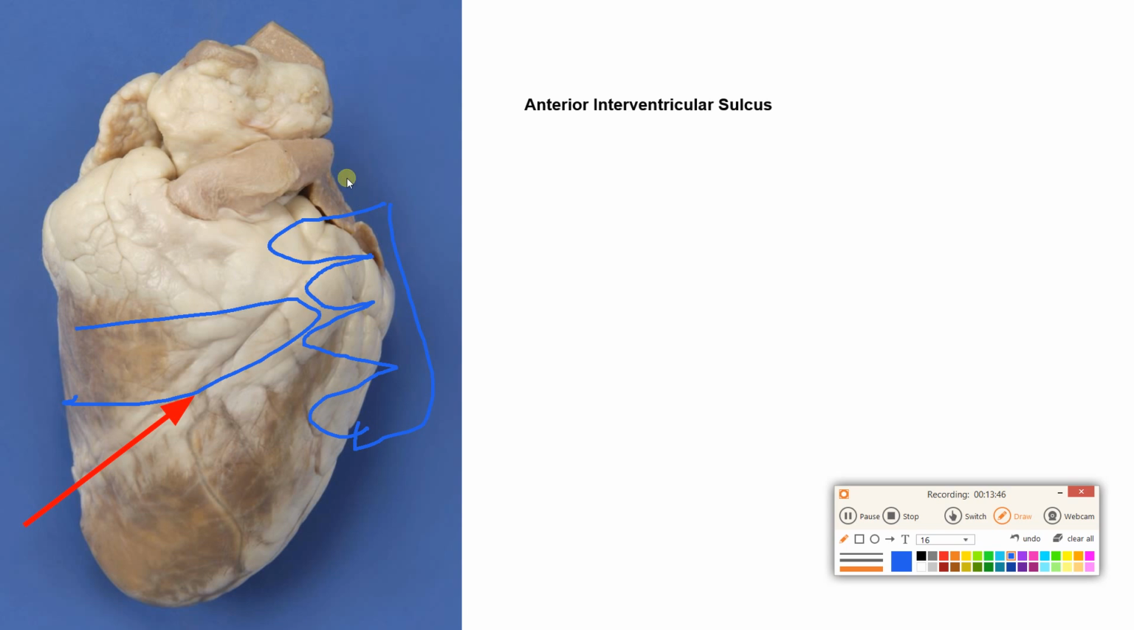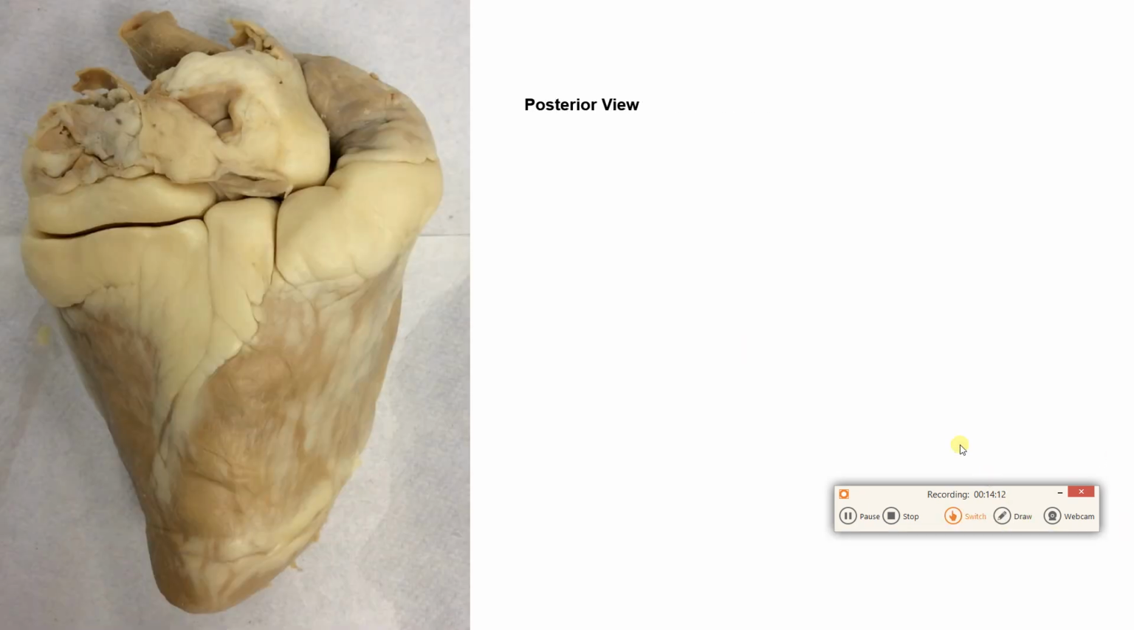And then what I did is I cut this pulmonary trunk open, and I peeled back the two flaps, because I want to look at the base of the pulmonary trunk. Okay? So keep that in mind.